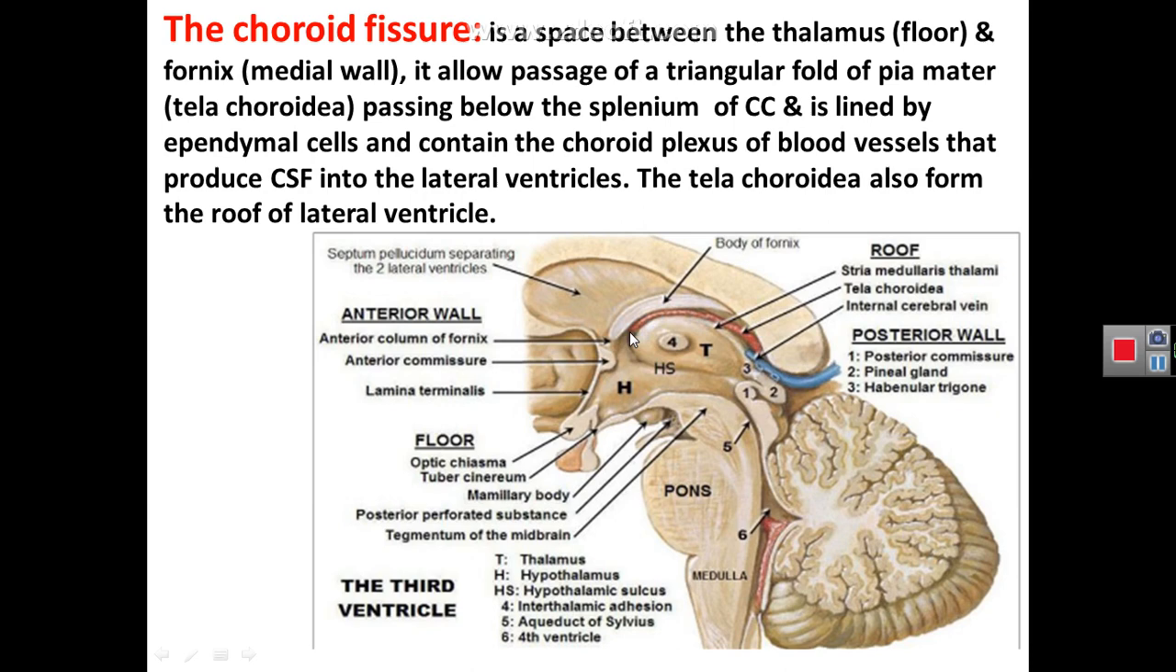Its apex is at the interventricular foramen, while its lateral angles extend laterally in the choroid fissure below the body of the fornix into the lateral ventricle. And this tela choroidea, as I said, contains choroid plexus of blood vessels, both in the right and left lateral ventricles, and also a choroid plexus in the roof of the third ventricle, and these choroid plexuses produce CSF in the lateral ventricles and third ventricle.